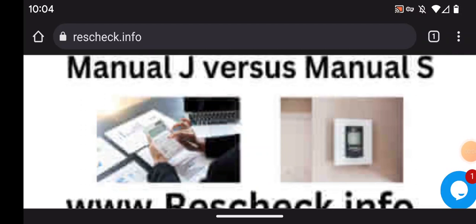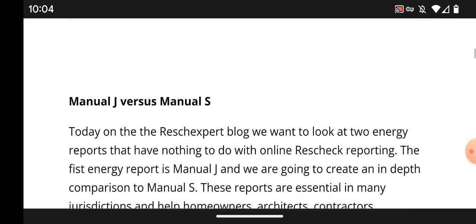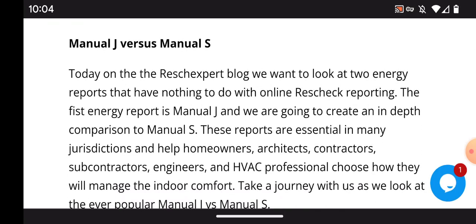Today we want to talk to you about Manual J versus Manual S. If you want to find this article, you can go to www.rescheck.info and scroll down to the ResChexpert blog. Click on the article. That'll take you to the blog post. Now just sit back and relax while I read it to you.